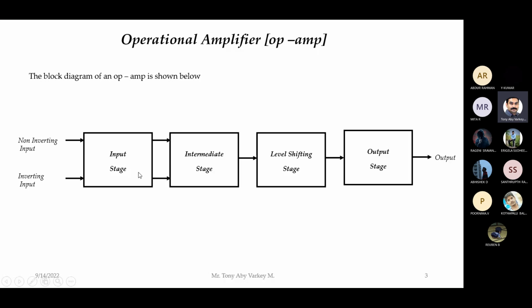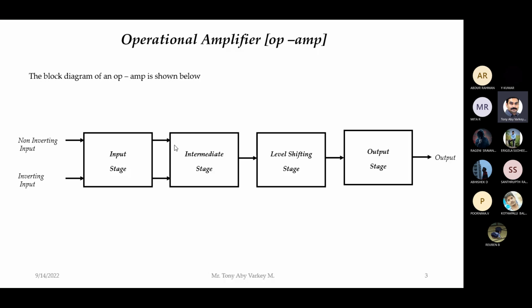Differential amplifier. Now the intermediate stage, how many inputs are there? Two inputs and one output. Okay, so it is a dual input unbalanced output differential amplifier. So the intermediate stage is a dual input unbalanced output differential amplifier.